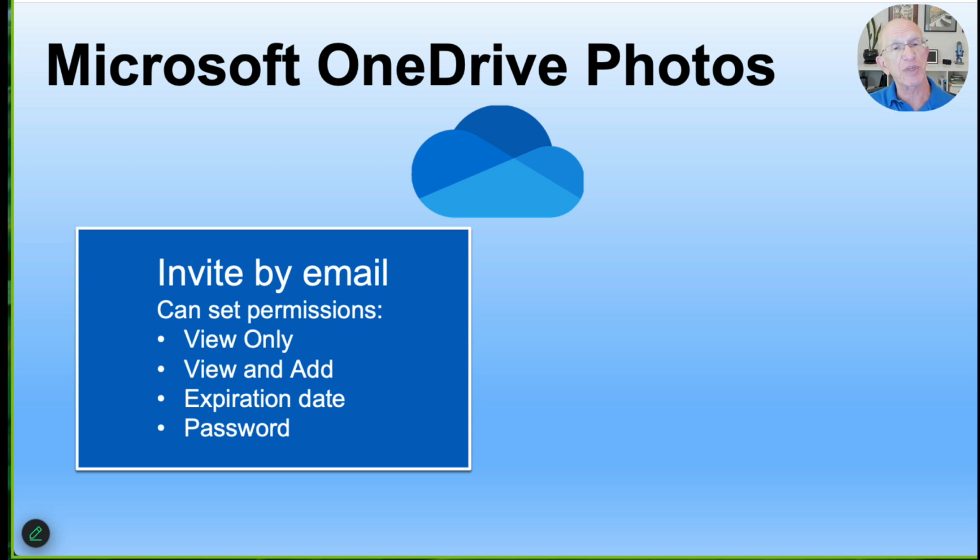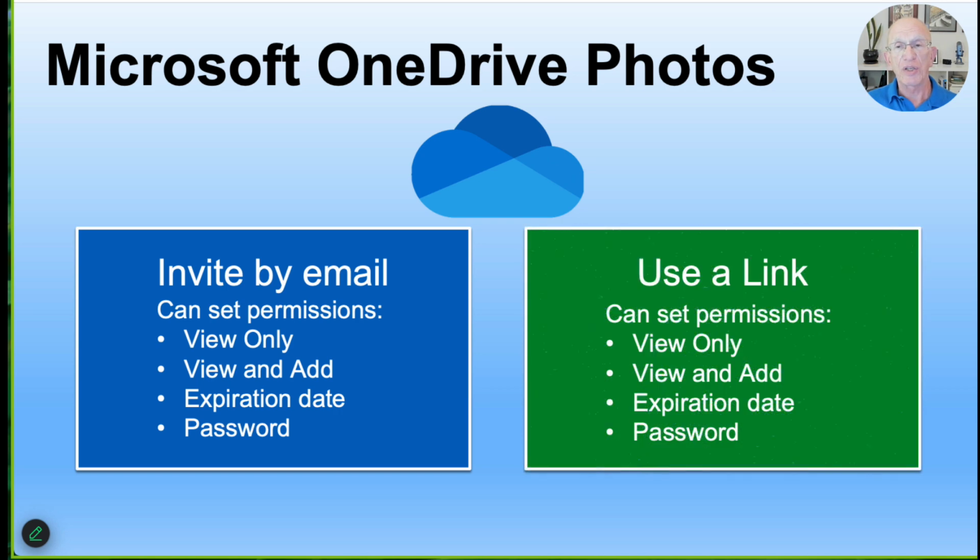So a lot of this is because OneDrive is using the same permissions tools for photos as it's using for folders of documents. And so they have a lot more permissions built into that than Apple Photos or Google Photos have. And you just need to invite them by email. It doesn't matter where their email is. It doesn't matter if it's a Yahoo email or a Google email or an Apple email. It gives you a lot of flexibility to invite people. The other thing you can do is you can also share a link.